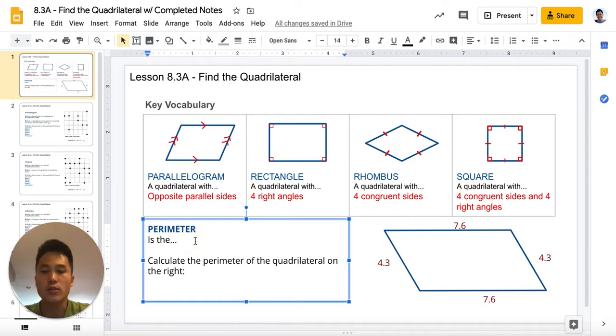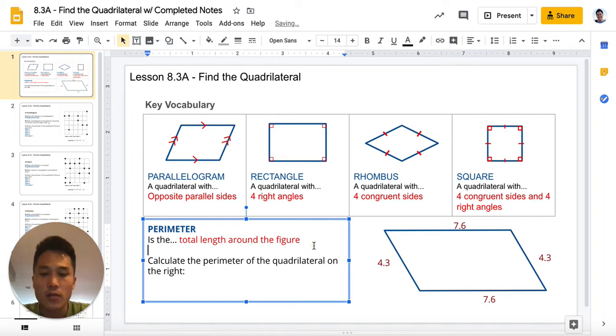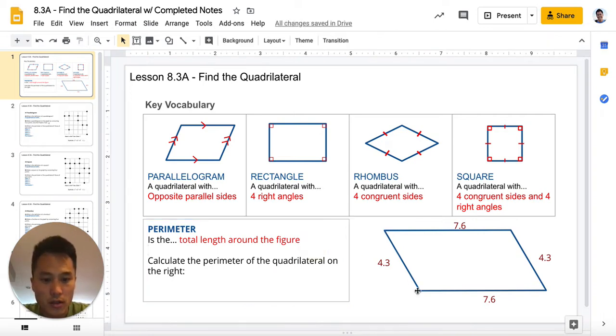For this lesson, let's also review what the perimeter is. The perimeter of any figure is the total length around the figure. So imagine if you took your pencil and you just traced the total outline of this quadrilateral, and the total distance that your pencil travels to get around, that's the perimeter.